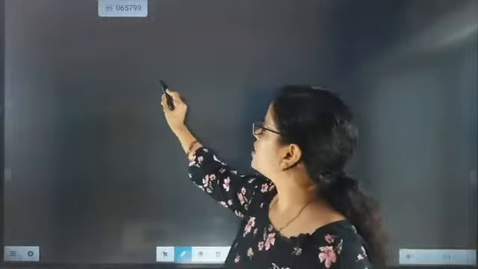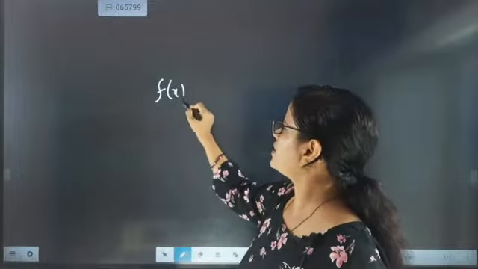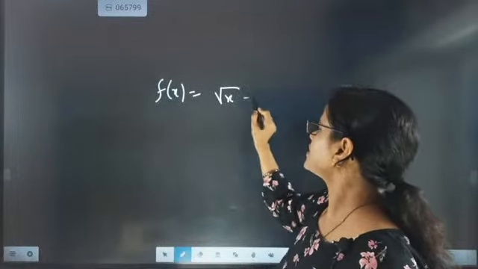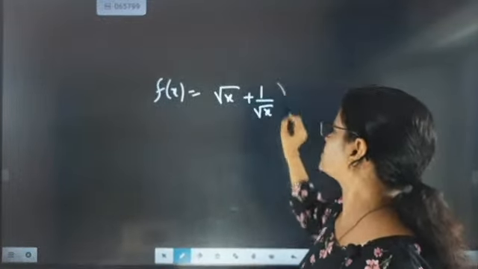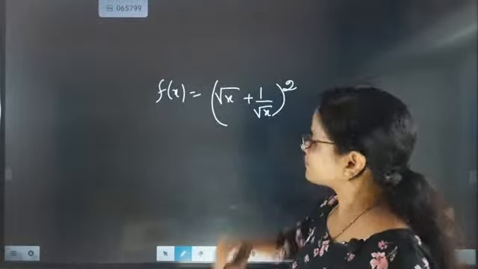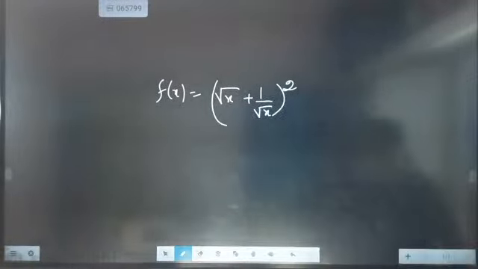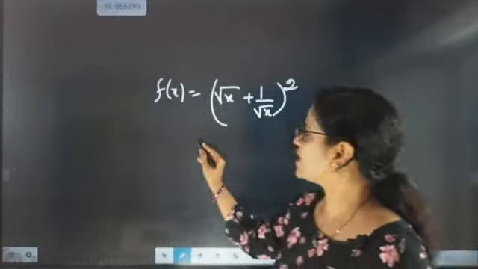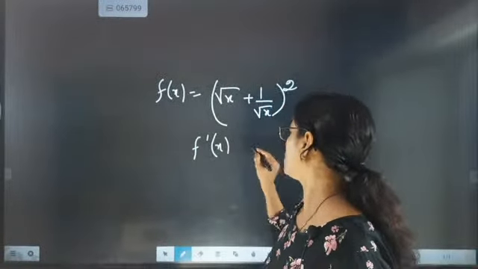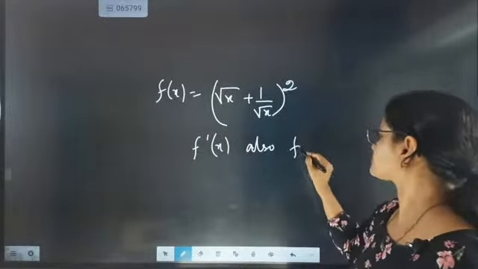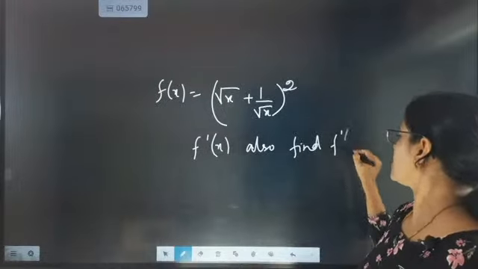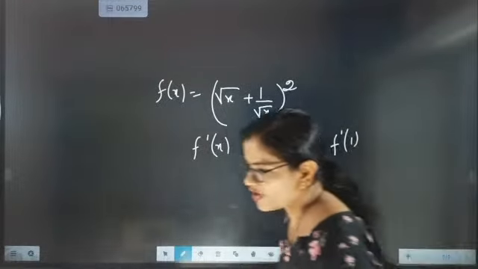Now another question is, if they give you f of x equal to root under x plus 1 by root under x to the power 2, and then they are asking find f dash x, also find f dash 1.